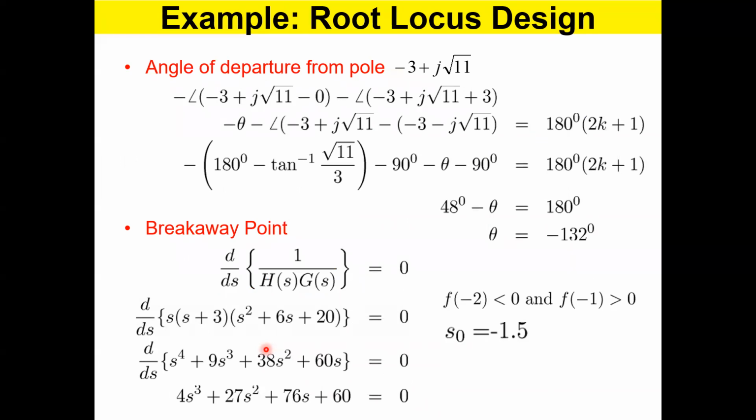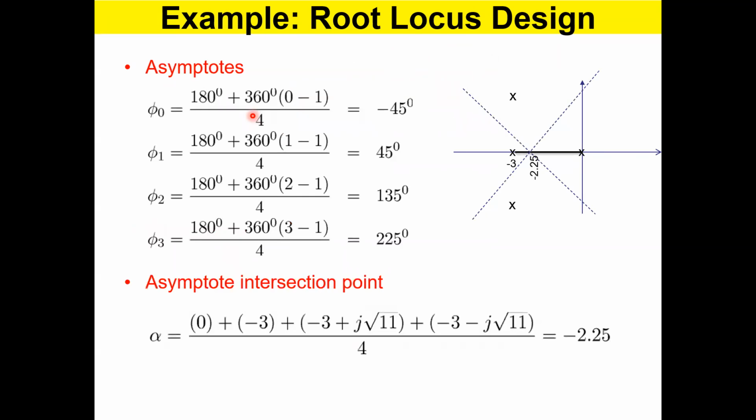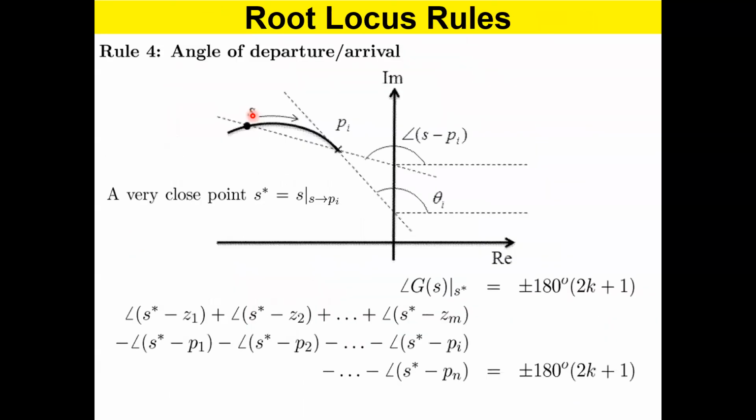So we selected this pole, minus 3 plus j root 11. We want to calculate the departure angle for this pole. So what we do is we get the first term of the open loop transfer function. Let me show it to you again.